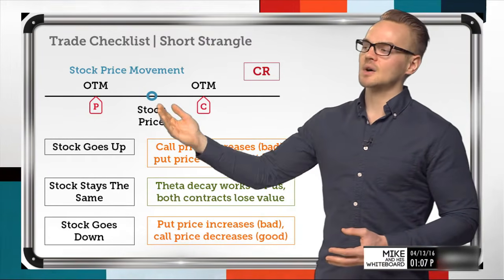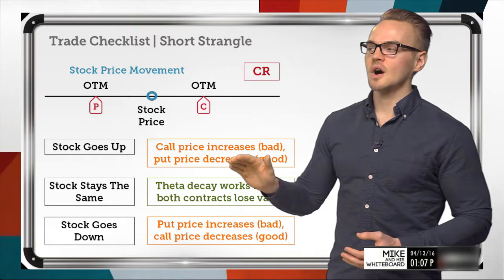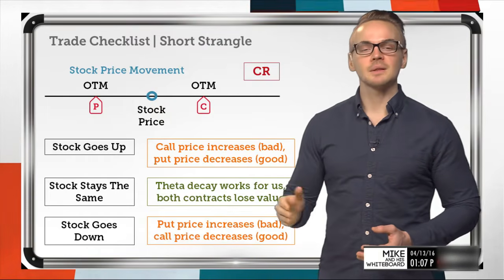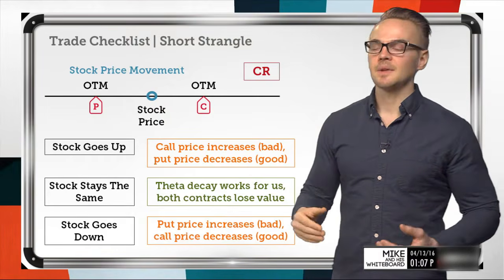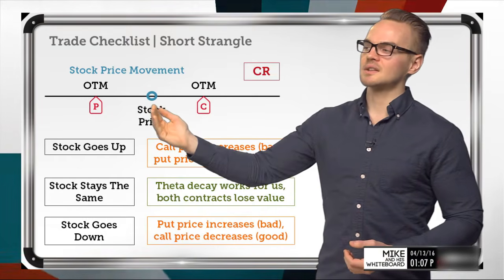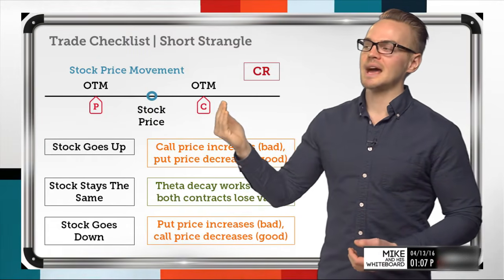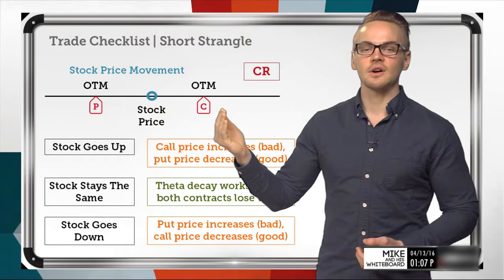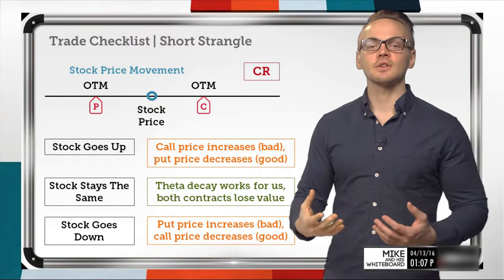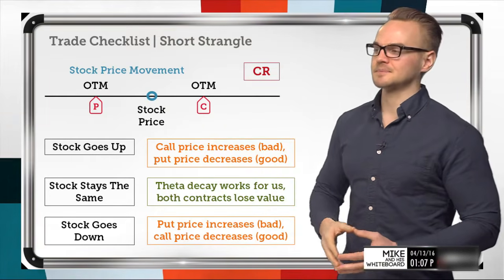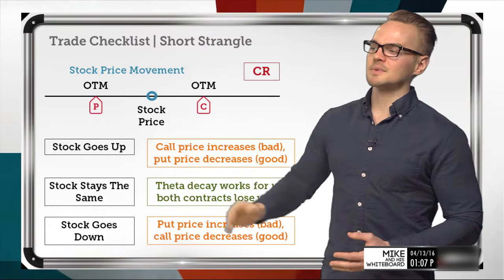So even if the stock goes up just a little bit, we're going to see the call price increase, which is bad, and the put price decrease, which is good. The only situation where we can get into trouble is if the stock price moves past our short strike here on the call side, and that is when we might look at some adjustment strategies. But what happens when the stock stays the same?